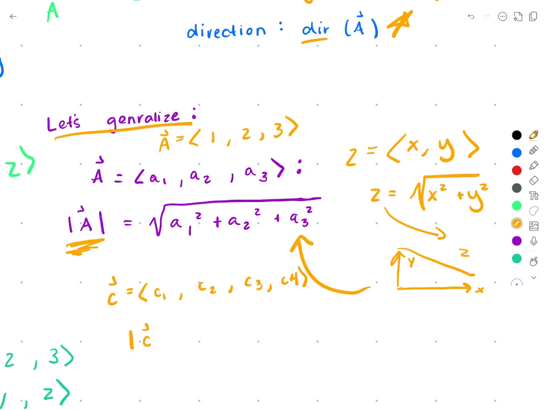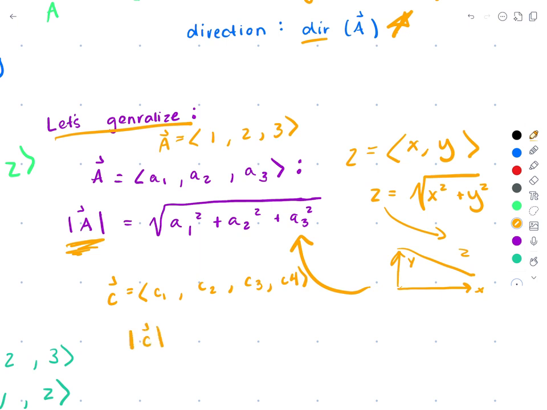Maybe let's call it vector c, with components C1, C2, C3, C4. If I wanted to find the length of C, this would simply be written as C1 squared plus C2 squared plus C3 squared plus C4 squared, all under a square root. And this theorem will go on infinitely.